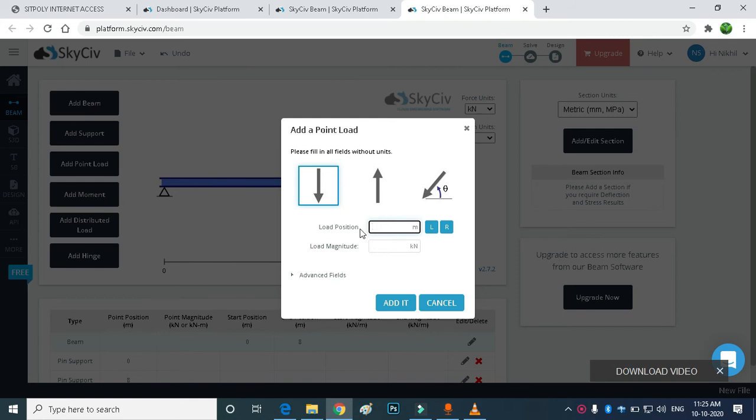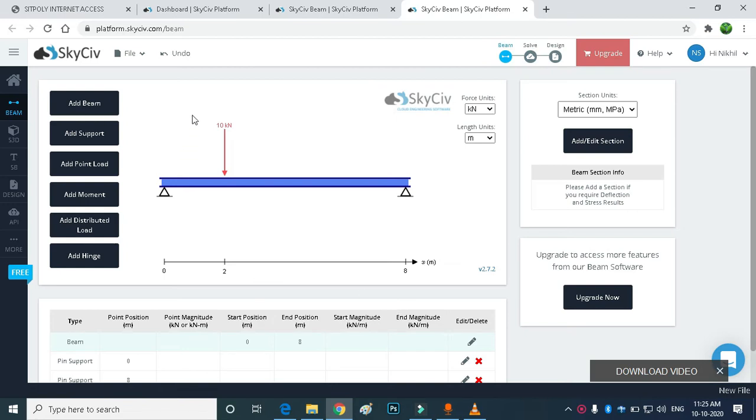Next, we have to define the load position. Suppose the load is at 2 meter from the left hand side. I will put it here as 2 meter. The load magnitude, suppose the load acting over there is 10 kilonewton. I will put 10 and then again I will click on add it. So I will get a point load at 2 meter. You can see over here this point is at 2 meter from the left hand side and the value of our load is 10 kilonewton.